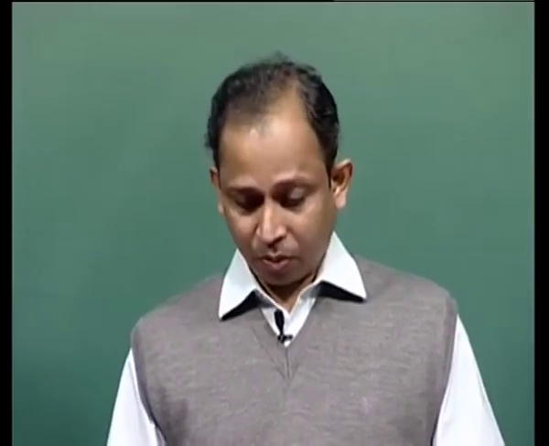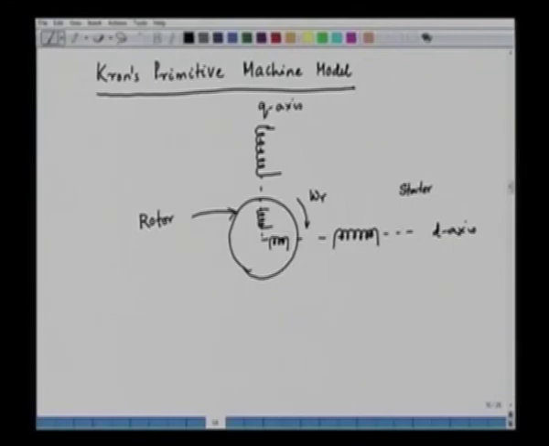Now, please remember that this machine that we are talking about, Kron's primitive machine, is essentially a hypothetical machine. It does not exist in reality. It is for our own understanding and convenience that we have taken the help of this machine to simulate an actual machine. So, in this case we have two different axes.